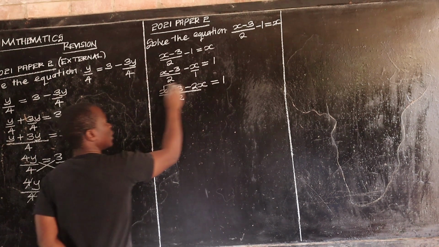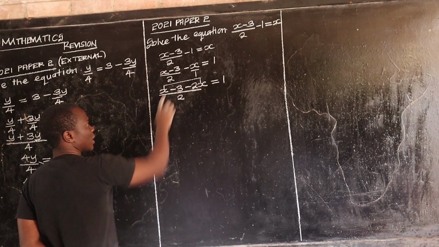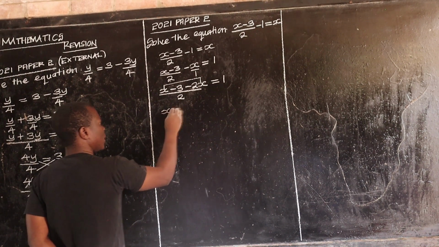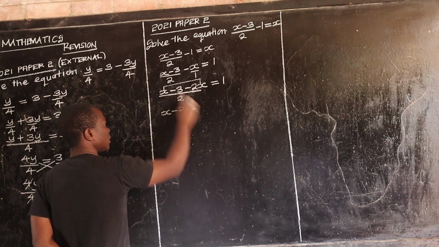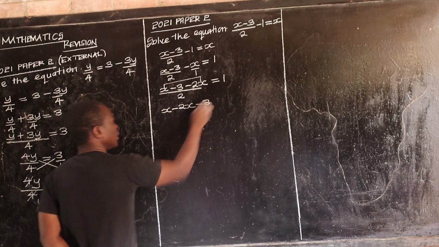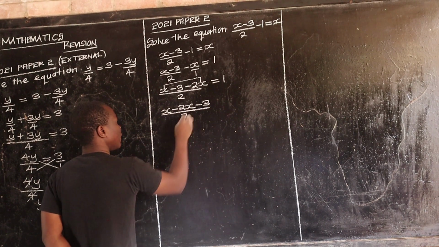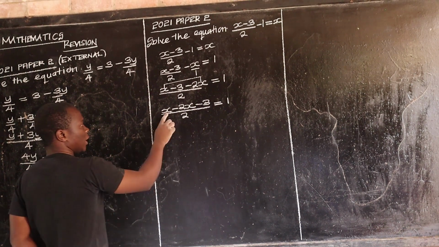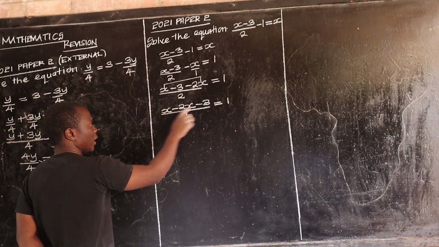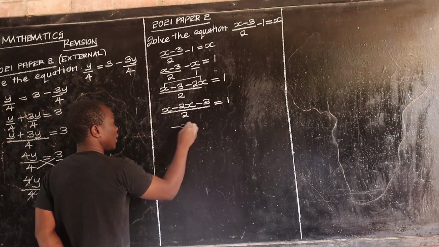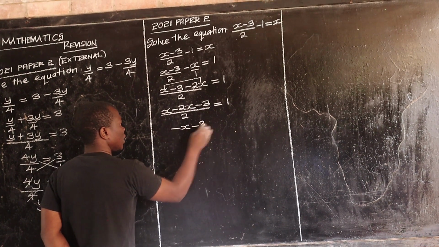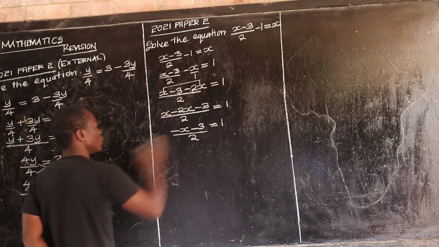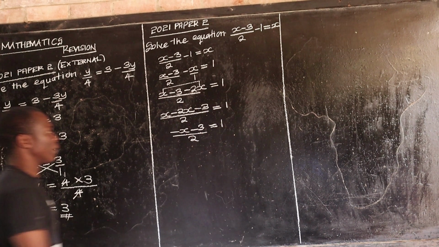This term and this term are like terms because we have got an x and we have got an x. So we can group these two and say x minus 2x. Then you have minus 3 divided by 2 is equal to 1. Okay? So x minus 2x, you obtain negative x minus 3 is equal to 1. Then this side you say over what? 2. Okay? Now at this level we are going to balance this.